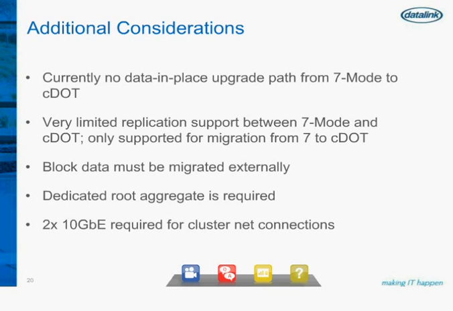So SnapMirror has the ability to replicate NAS data from a 7 mode environment to a Clustered ONTAP environment using volume SnapMirror. Qtree SnapMirror and the 7 mode SnapVault will not work. Only the volume SnapMirror is allowed. And this is only currently available for NAS data. Any block data must be migrated externally.